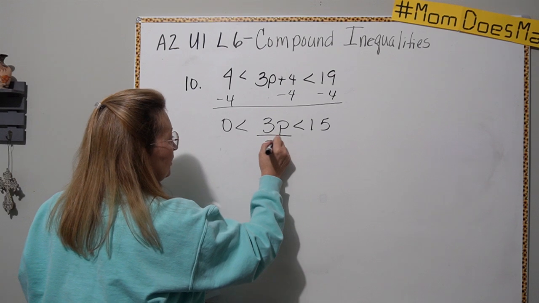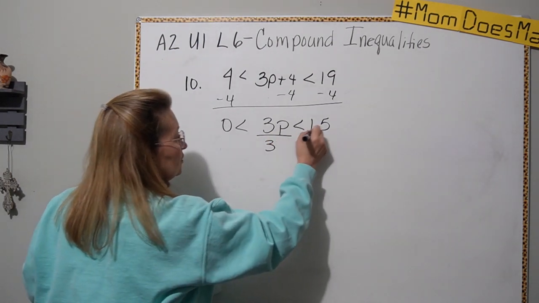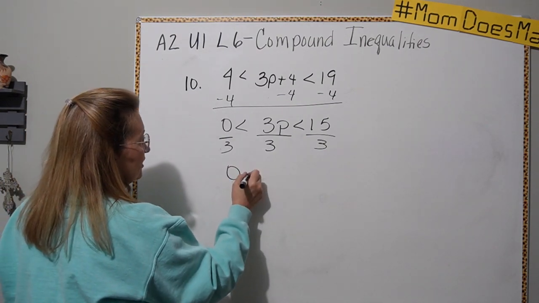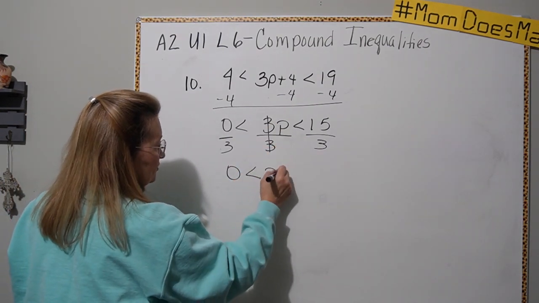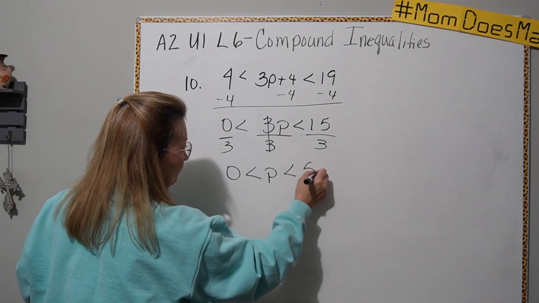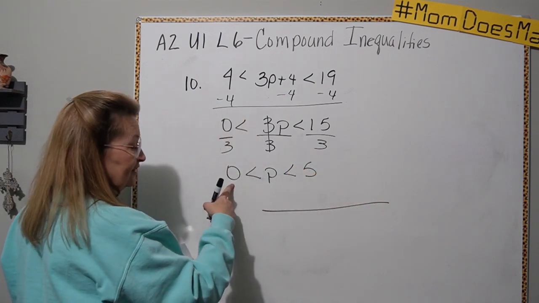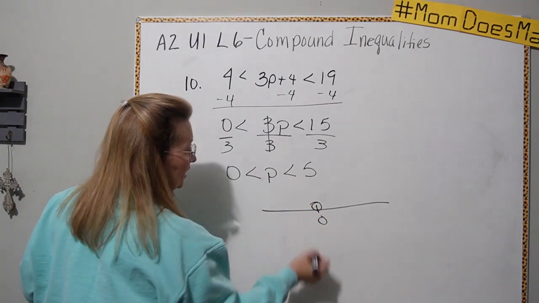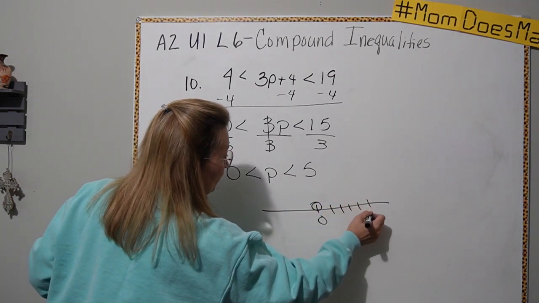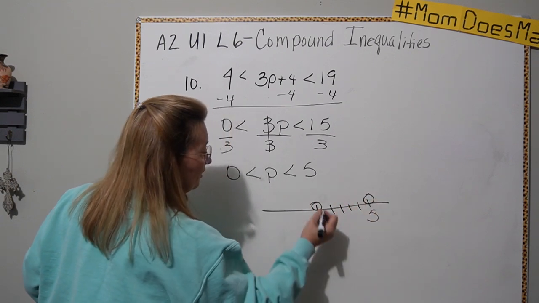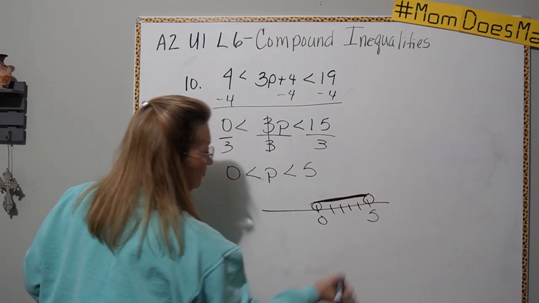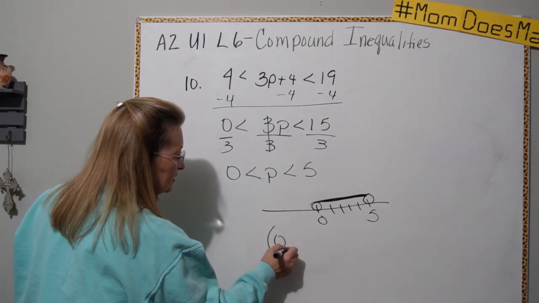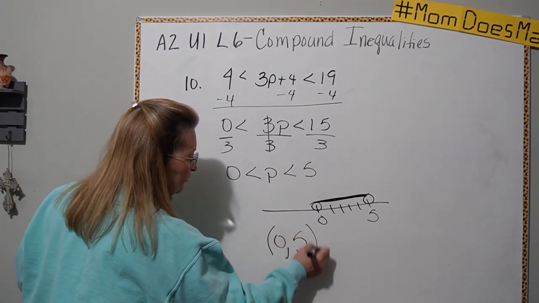Now let's get rid of the 3. We're going to divide by 3 here, so whatever we do there, we've got to do to the other sides. All right, 0 divided by 3 is 0, less than. This makes p less than 5. And since our lesser number is on the left, we're ready to graph. We're going to go to 0, that's going to be an open dot. We're going to go to 5, that's also an open dot, and we're shading the area in between. Now for interval notation, we're going to have a parenthesis, 0, 5, parenthesis.